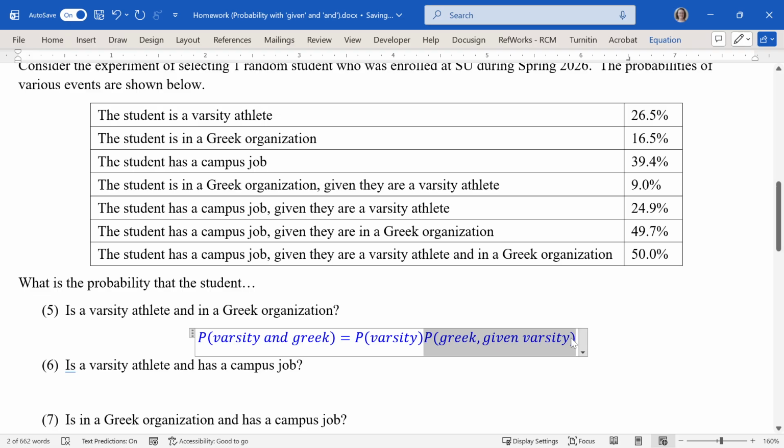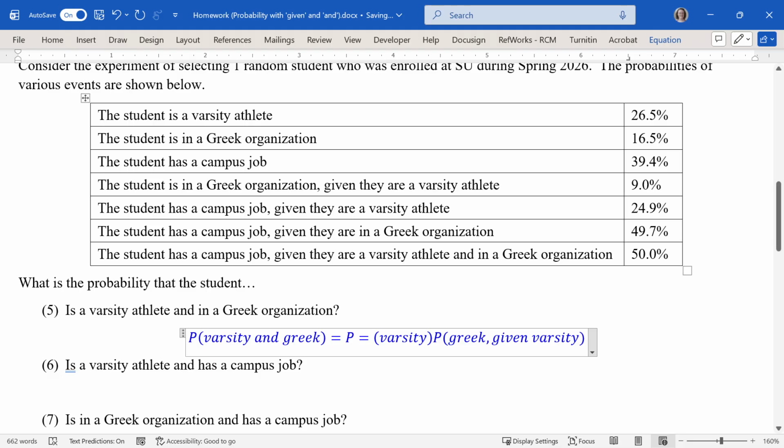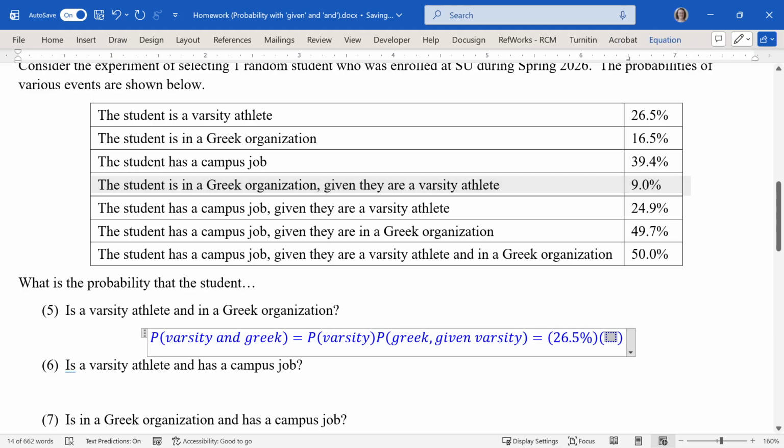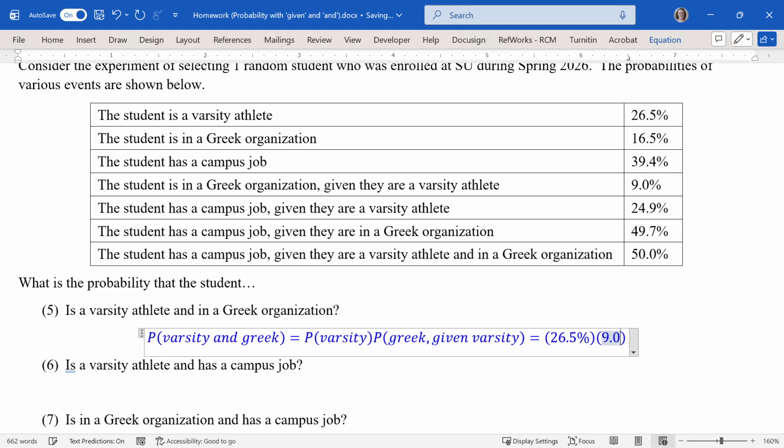So let's see. Probability they are a varsity athlete is the first row of the table, so that's 26.5%. And then the second probability, Greek given varsity, that's this row. Probability the student is in a Greek organization given they are a varsity athlete is 9%. So basically 9% of the varsity athletes are in a Greek org.